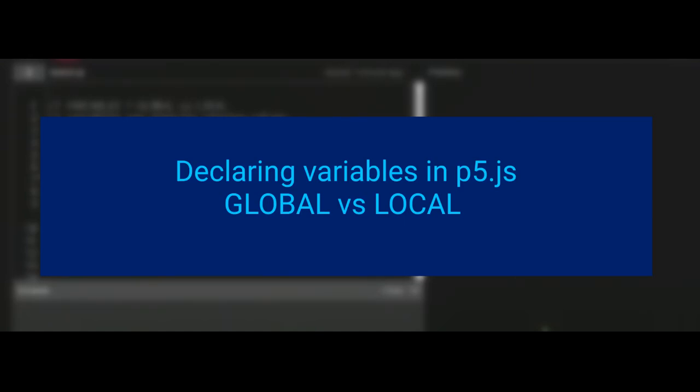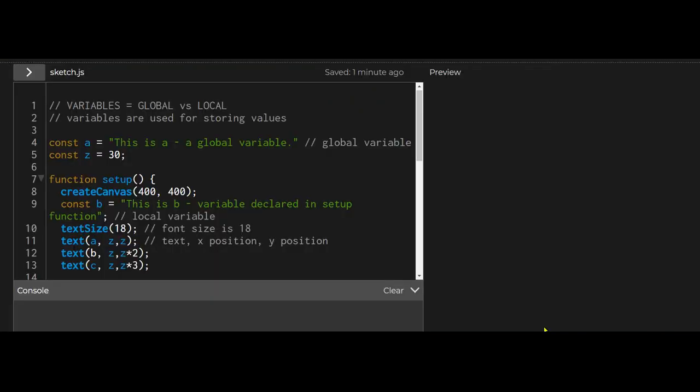All right, hi everybody. In this video, we're going to look at global and local variables. Where are you going to declare your variables? Last time we looked at the difference between const and let. Now we're going to look at where you're declaring them.